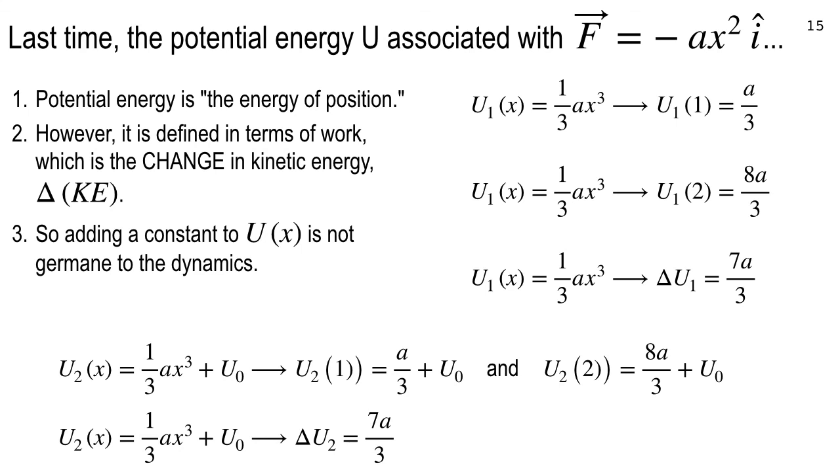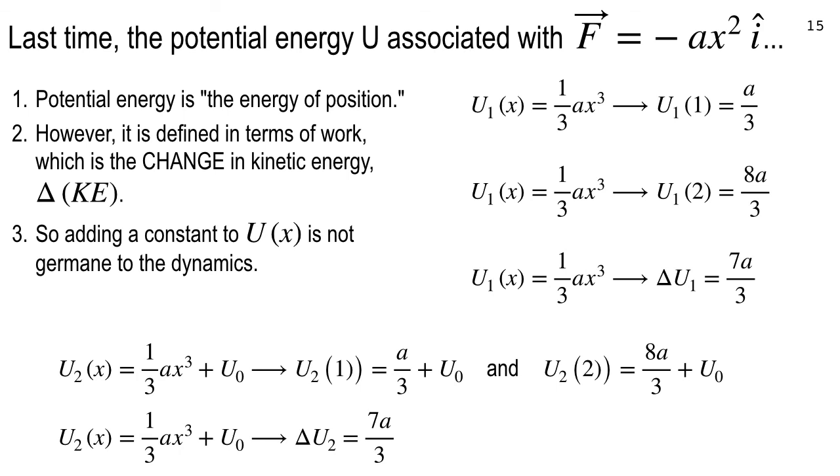But the thing is, when you do the delta of that, delta U2, you still get 7A over 3. Basically, the reason for that is the delta is a difference, D for delta, D for difference. And so you're subtracting 8A over 3 minus A over 3, and you're subtracting U naught minus U naught, so that it drops out. If you care about the deltas, all right?